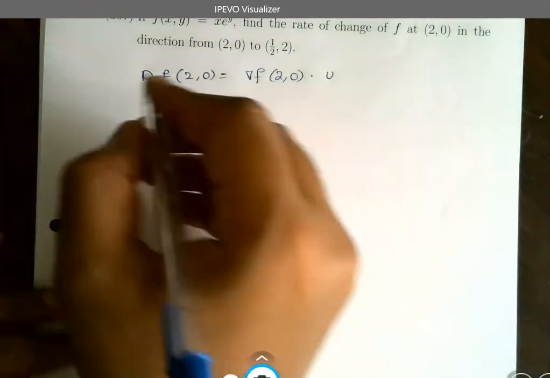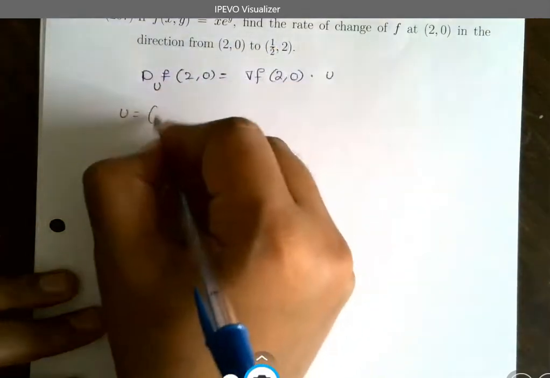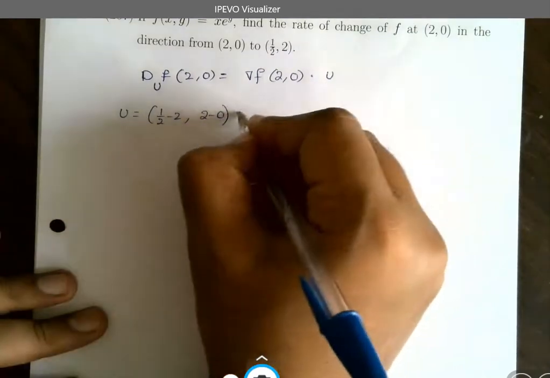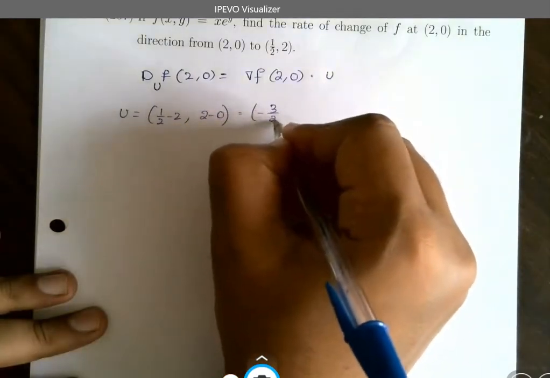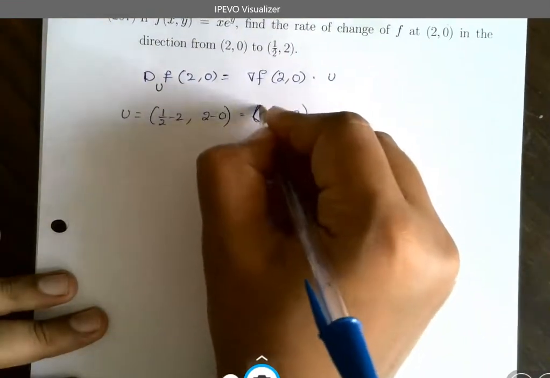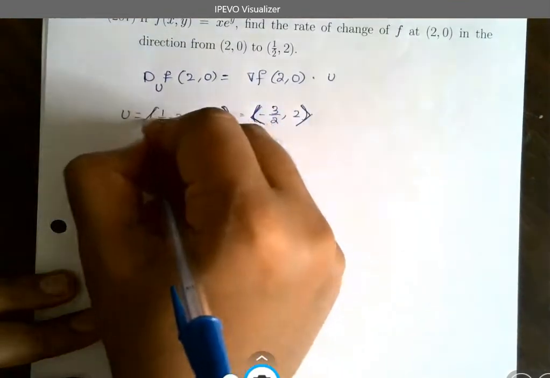First, let's find the unit vector u. u is going to be (1/2 minus 2, 2 minus 0), I hope you can see that, right? So that's going to be (negative 3/2, 2). Are you with me? That's going to be the vector here.